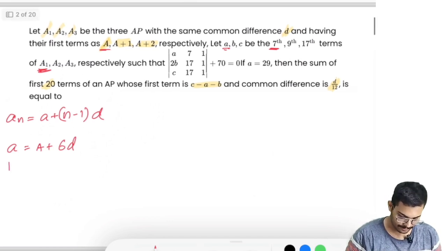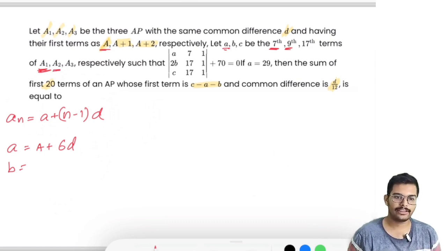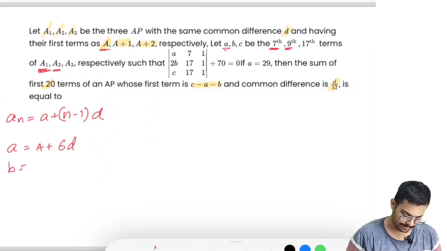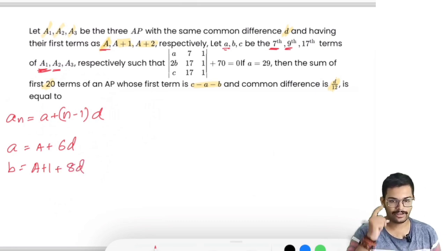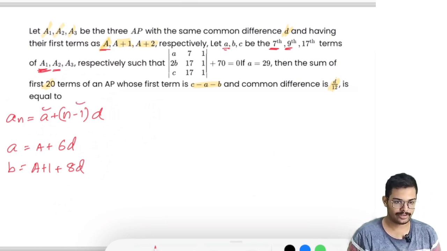Similarly, what is b? The b value is the 9th term of A2. What is the first term of A2? A plus 1, plus the 9th term of A2 means we need to add 8 times the common difference, since the nth term is A plus (n minus 1) into D. The 9th term means n minus 1 is 8.